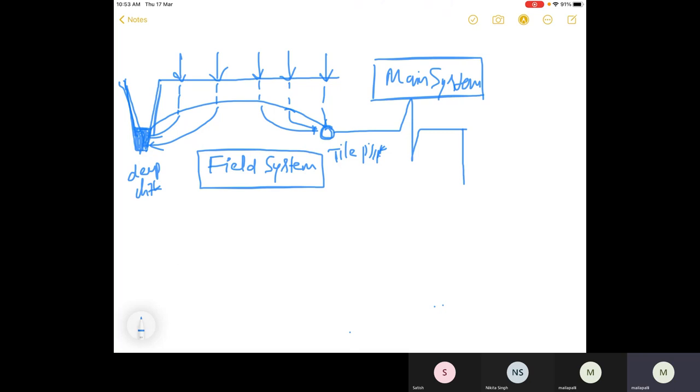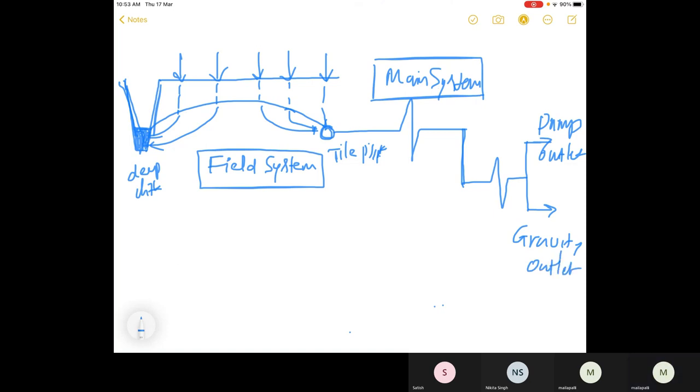Okay, all these main systems are connected to an outlet system. One outlet is the pump outlet, and the other one is the gravity outlet. This is the outlet system. So there are basically three main components: the field system, the main system, and the outlet system.